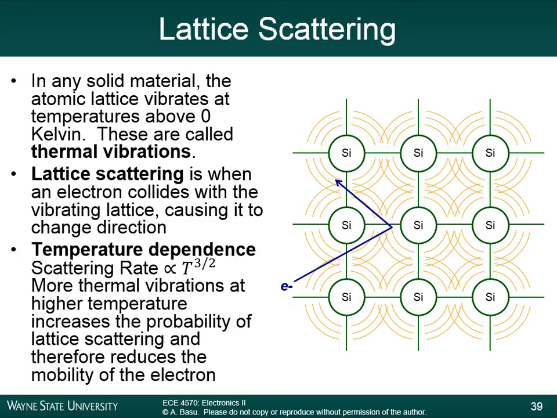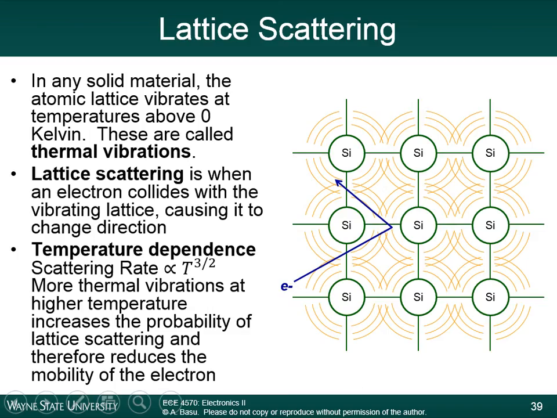One way you can think about it is, if some of the atomic structures move, then that's going to change what the orbitals look like, right? The orbitals are going to move slightly. So that orbital structure will change how the electron propagates through the lattice. So lattice scattering is induced by the thermal vibrations. The electron collides with the vibrating lattice, causing it to change direction, as you see here.